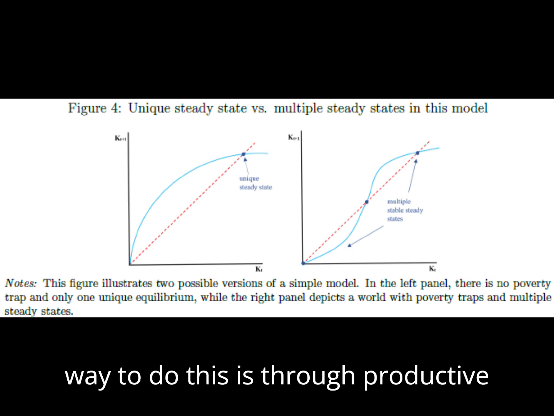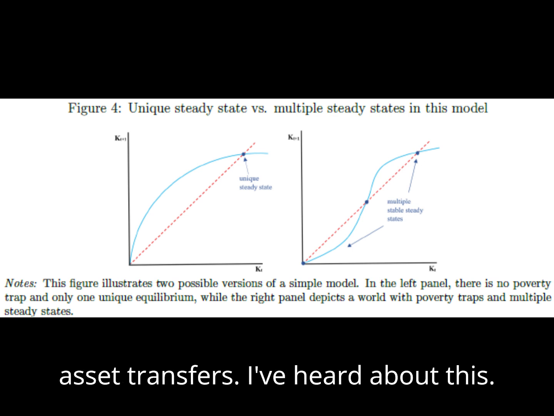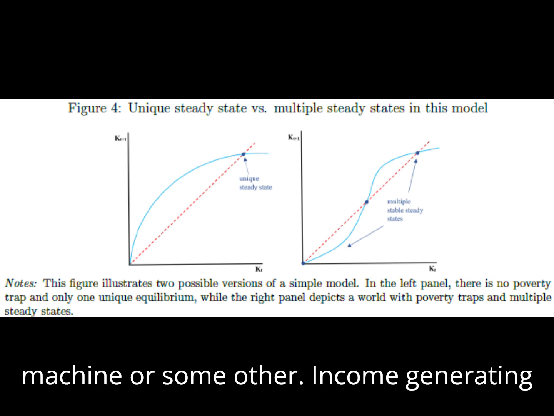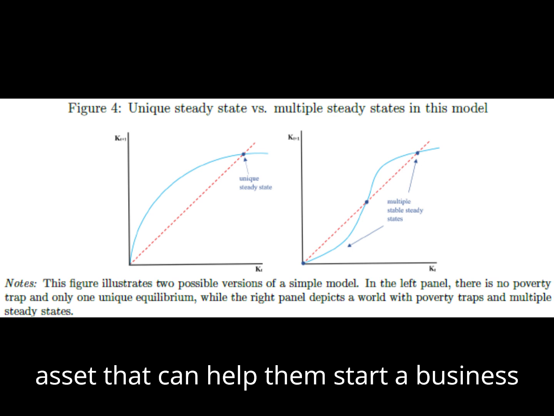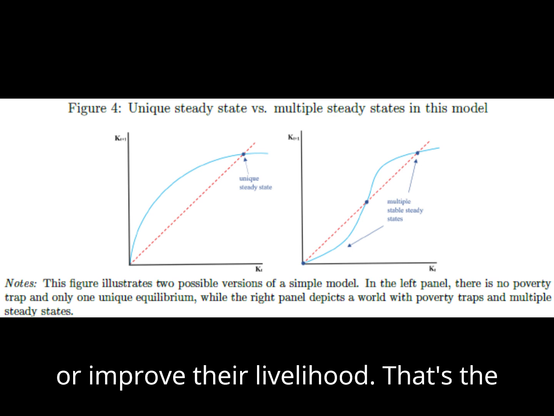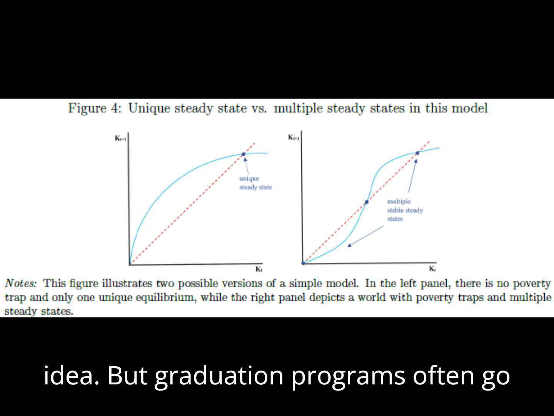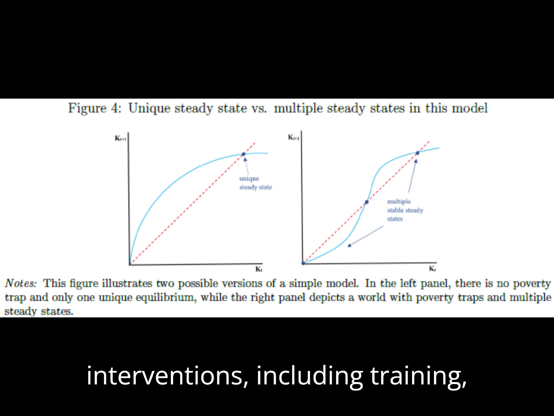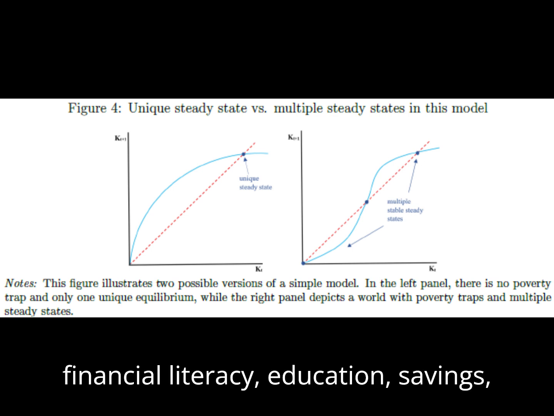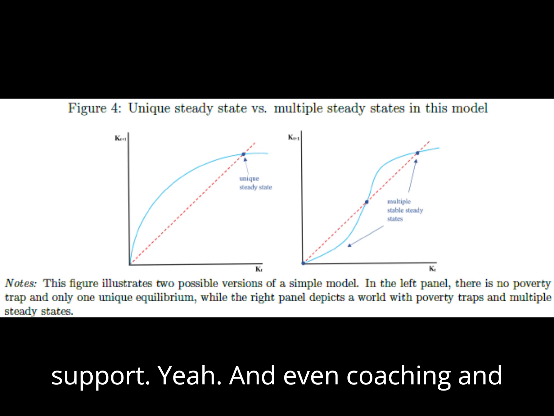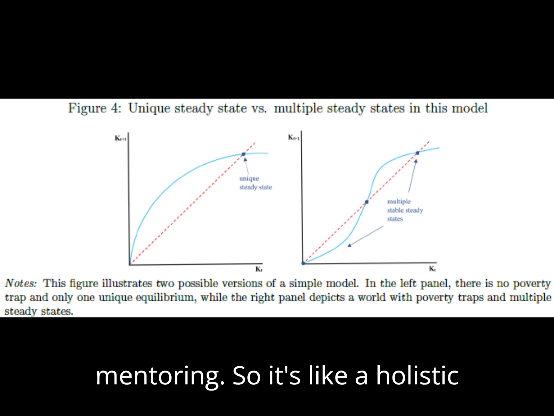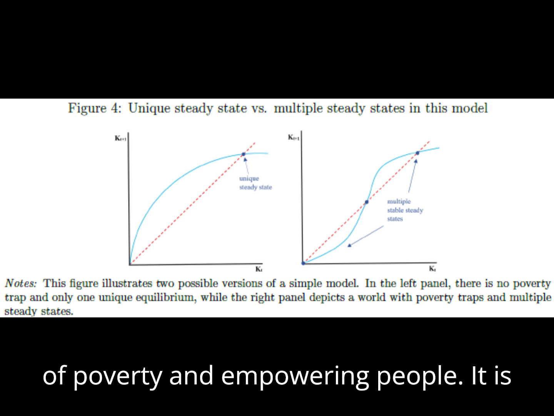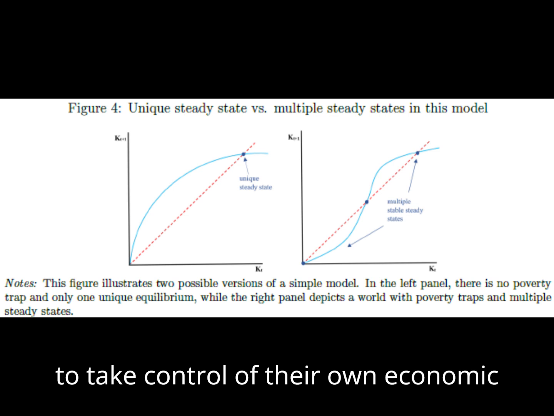Exactly. And one way to do this is through productive asset transfers. I've heard about this. It's like giving someone a cow, a sewing machine, or some other income-generating asset that can help them start a business or improve their livelihood. That's the idea. But graduation programs often go beyond just asset transfers. They typically involve a bundle of interventions, including training, financial literacy education, savings support, and even coaching and mentoring. So it's like a holistic approach, addressing multiple dimensions of poverty and empowering people to take control of their own economic futures.